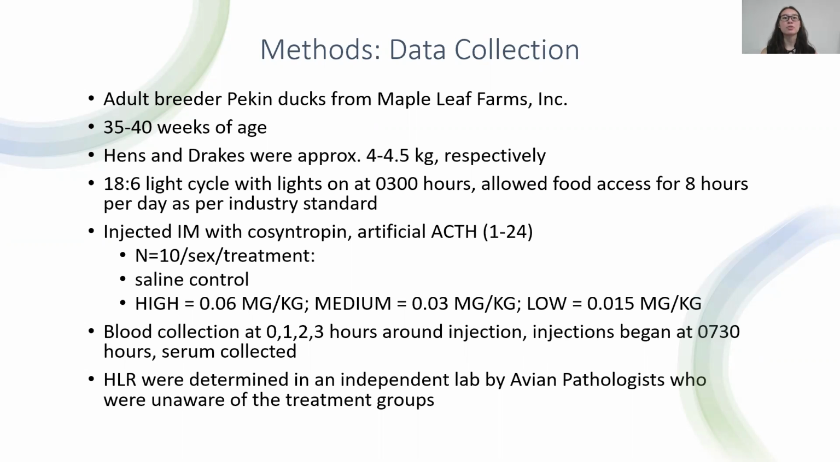The treatment also had 3 dosages, which were low, medium, and high. We collected blood at 4 different time points with injections beginning at 0730 hours. And this blood collection was used to measure corticosterone, cortisol, and HLR. Corticosterone and cortisol were measured by ELISA, and HLR were then determined in an independent lab by avian pathologists who were unaware of the treatment groups.